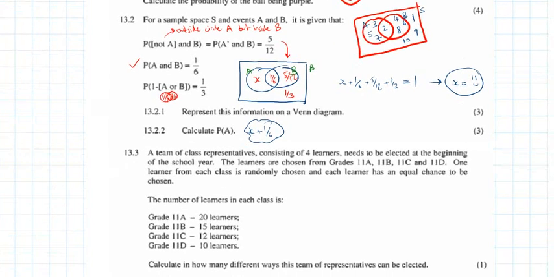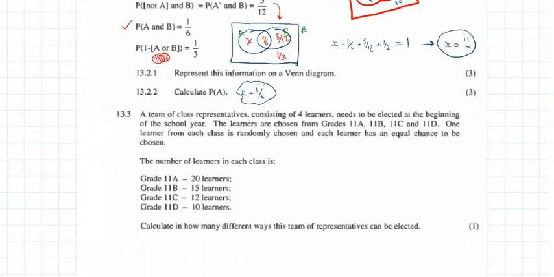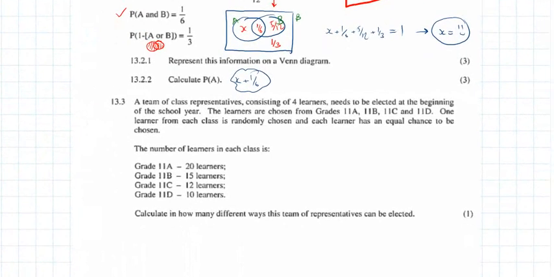Now, that's just a 1 mark question, but let's see. A team consisting of 4 learners needs to be selected from Grade 11A and 11B, randomly. So we are going to select 4 learners. Calculate how many different ways this team of representatives can be selected. I think it's just like 4 chairs, and the order doesn't really matter.